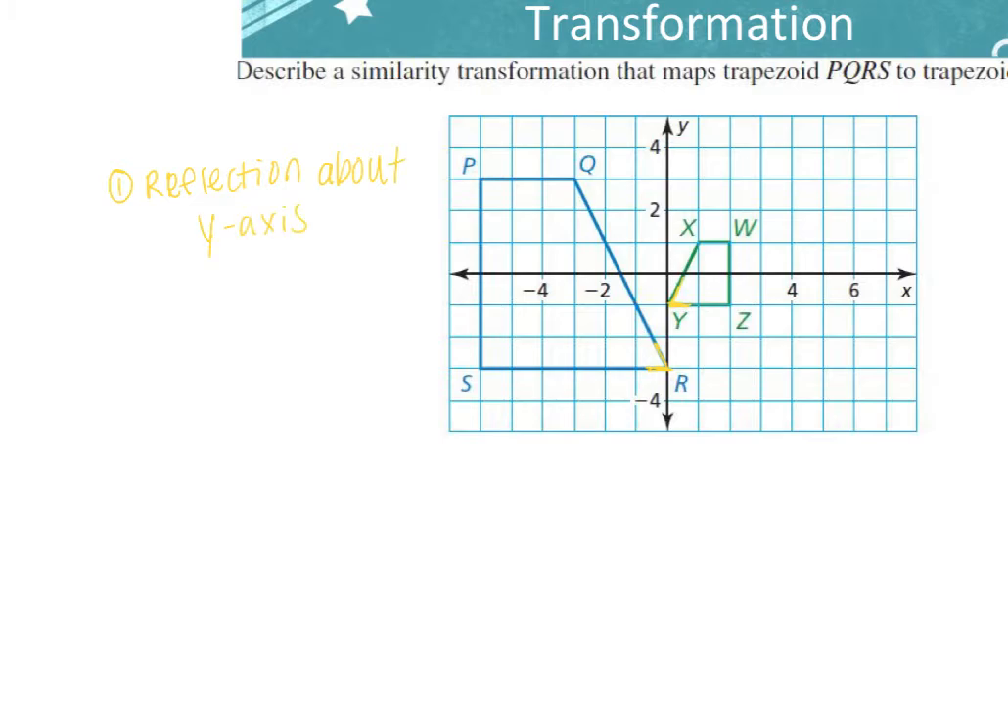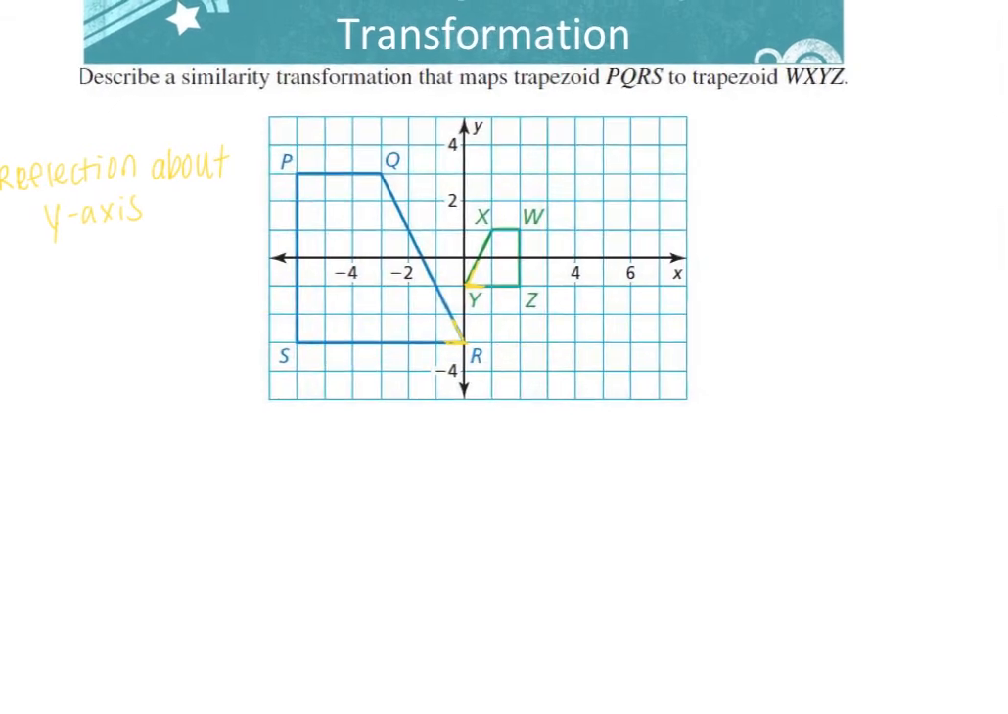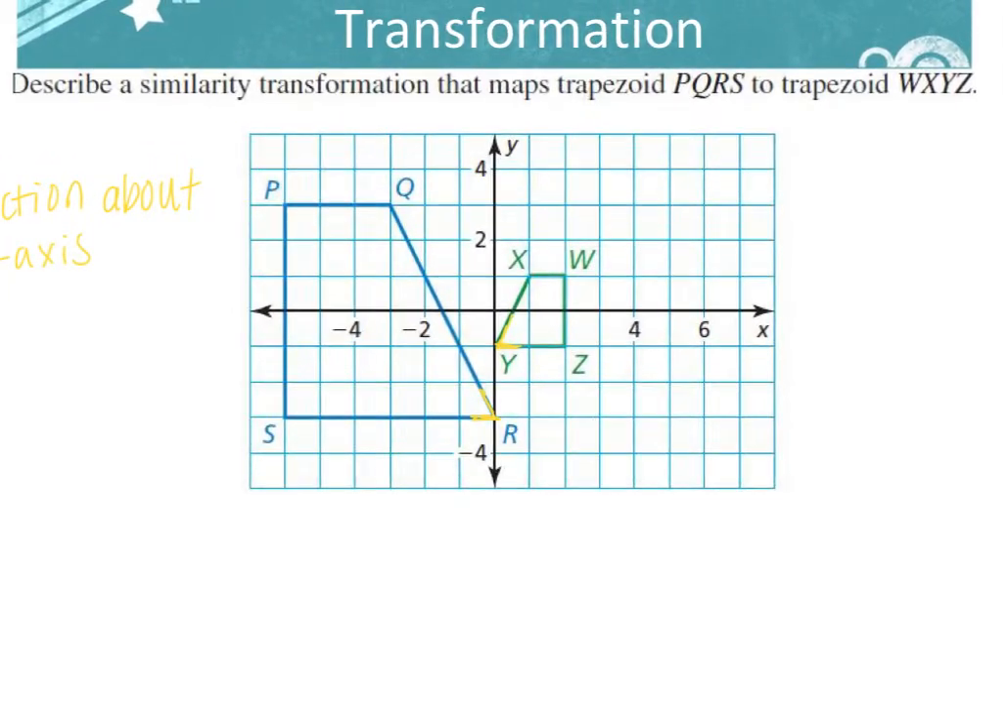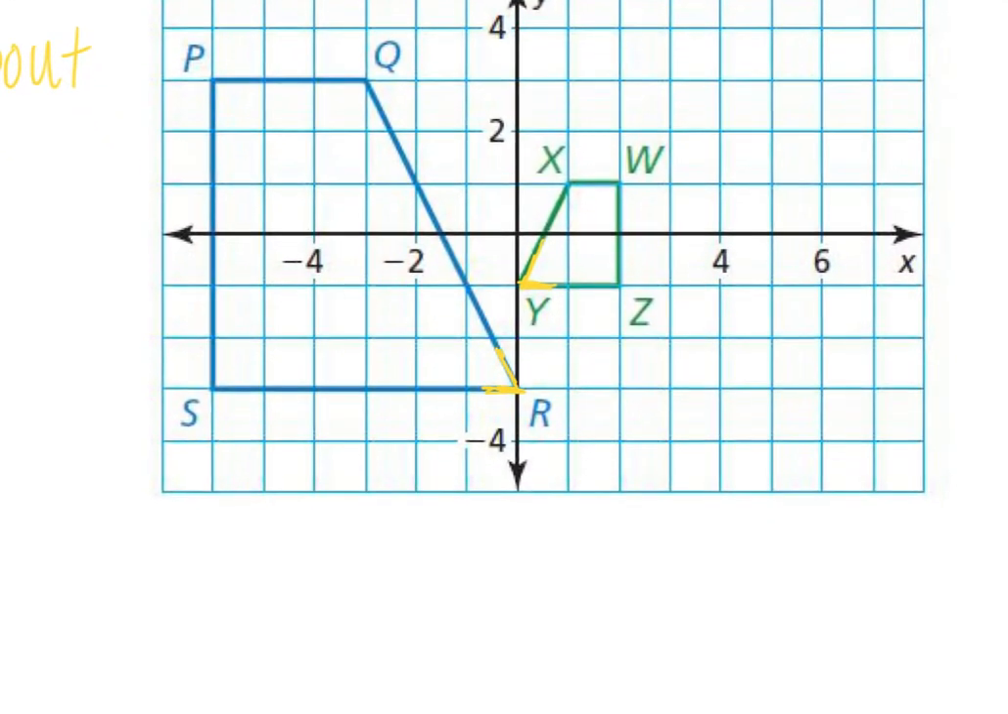the y-axis. So that's going to move all the points from the left side of the axis to the right. The only one that stays the same here is going to be R. Why? Because R is on the axis. So this is going to be R prime. S is at -6, so it's going to be at +6, and it's going to have the same y coordinate. So this is going to be S prime.